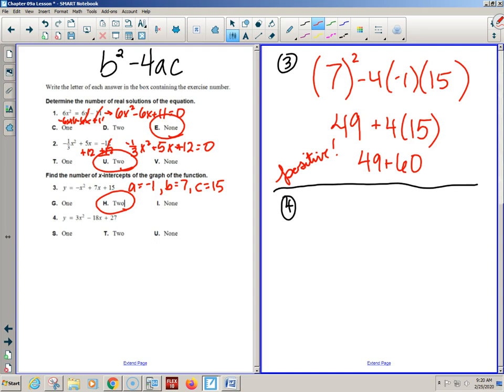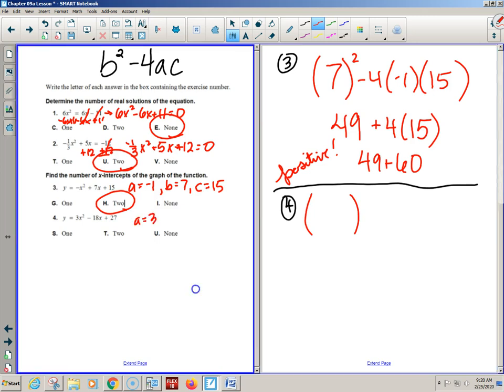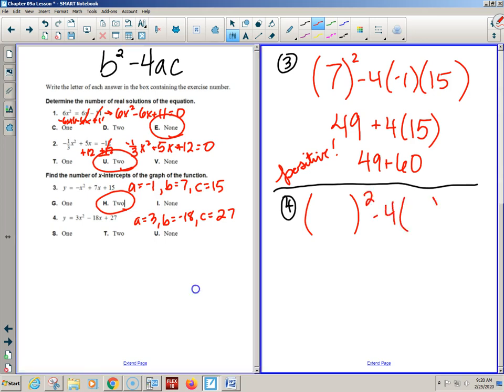So let's check your mental math on this one. A is 3. B is negative 18. And guys, on the test, just in case you were curious, I wrote out the A, B, C so that I could give you points for getting A, B, C right, even if you plugged it in wrong. But you still had to go to your discriminant formula and plug in, which is why I had you write the discriminant formula on the test.